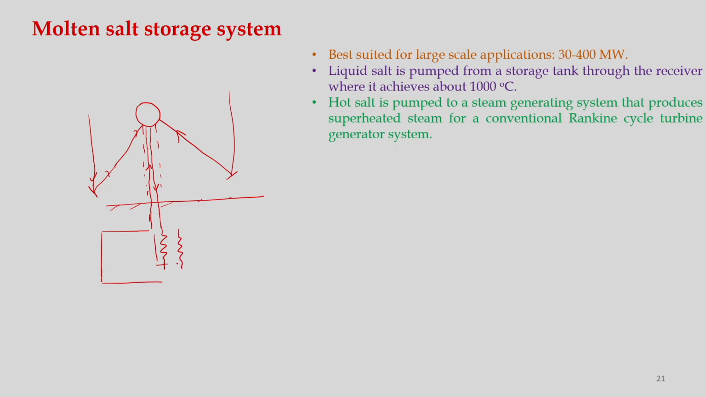So, maybe I can draw this kind of block. This is a heat exchanger, and this will come here and go to the turbine. Then we need to have a condenser, and if we have a condenser then we need to have this kind of cooling tower.